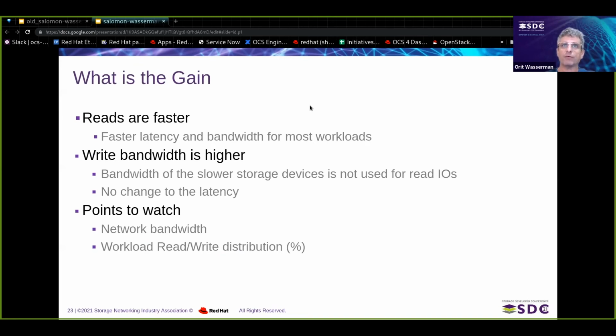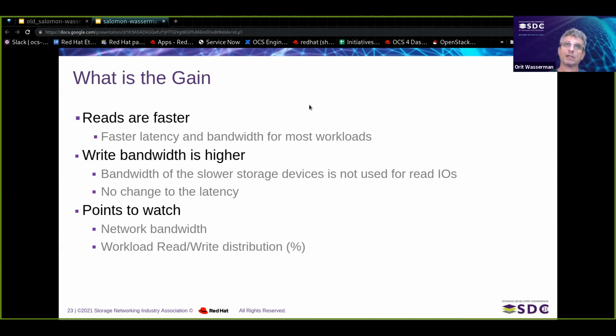So what can we gain from this configuration? The obvious thing is that reads are faster and the read bandwidth is wider. This is assuming the bottleneck is in the devices and not in the network. In any case, read is not worse than the old configuration with the same network bandwidth.